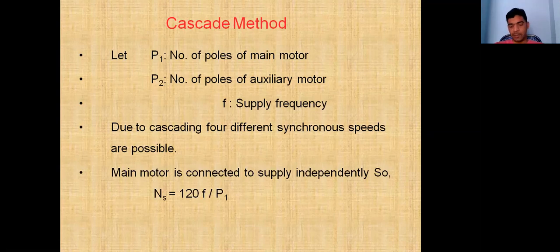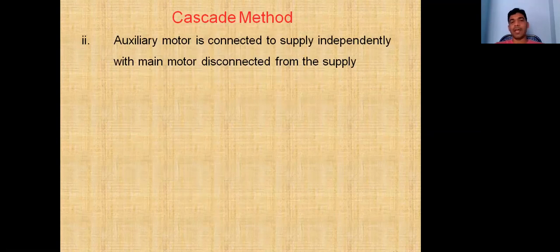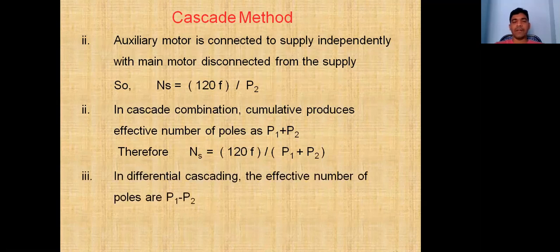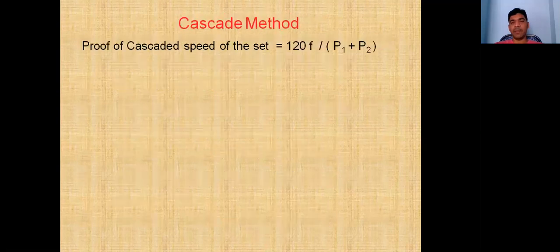Main motor is connected to supply independently, so Ns is equal to 120 F by P1. Auxiliary motor is connected to supply independently with the main motor disconnected from the supply, so Ns is equal to 120 F by P2. In cascaded combination, cumulative produces the effective number of poles P1 plus P2. Therefore, Ns is equal to 120 F by P1 plus P2. In differential cascading, the effective number of poles is P1 minus P2. Therefore, Ns is equal to 120 F by P1 minus P2.